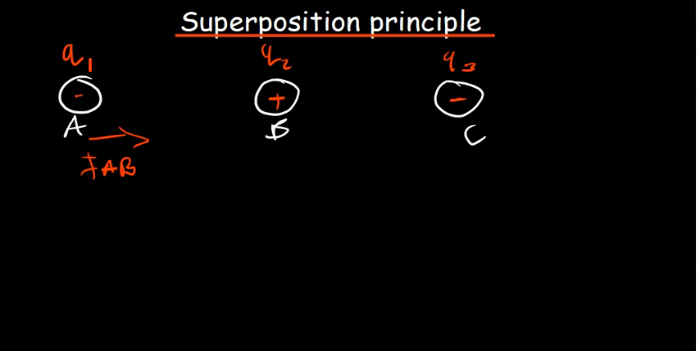What of A and C? If we check A and C, what's going to happen? This one is going to be repelled. Okay, so it's going to be repelled. How?